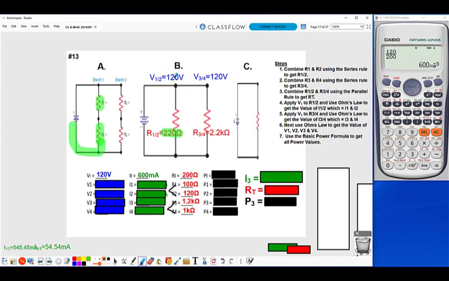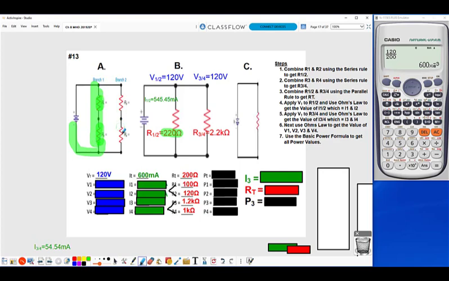So if I take my 120 volts and divide it by 220 ohms, I get the total current that will flow through branch 1, which will be an I12 of 545.45 milliamps. That's how much current will flow through branch 1.